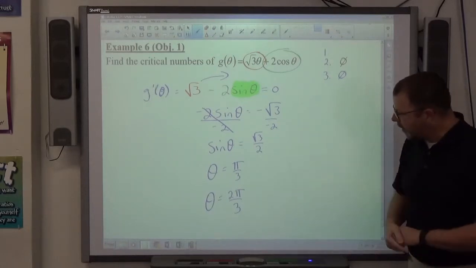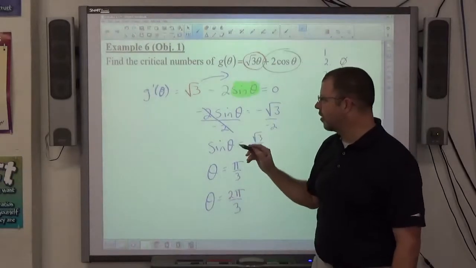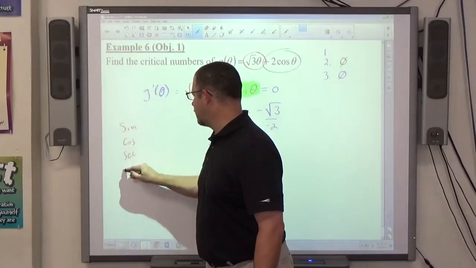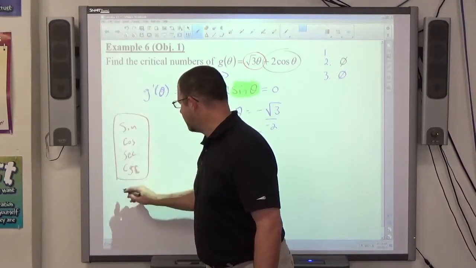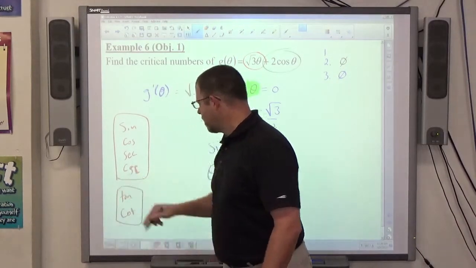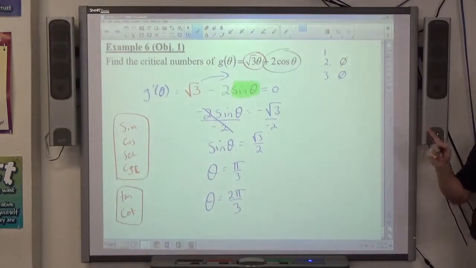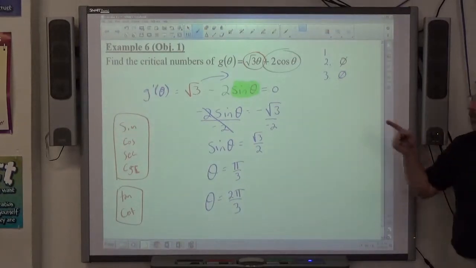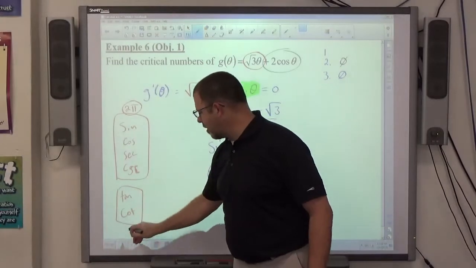All right, pi over 3, 2 pi over 3. Now, here's what we deal with sine. Okay, there's 6 trig functions. Let's go with sine, cosine. Let's go secant and cosecant. CSC. And then we have tangent, cotangent. Okay, I'm putting those 4 together and the bottom 2 together because the top 4 have the same period. Period, how much it takes to repeat themselves. The period for the top 4 is a 2 pi period. The bottom 2 have a pi period.